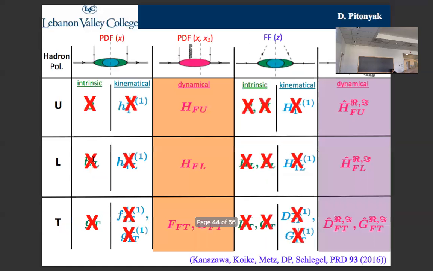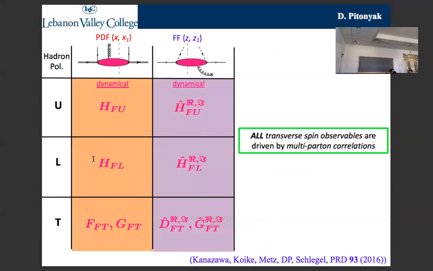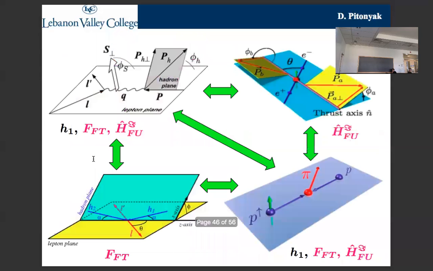And so really, this table that I had at the start of the talk is kind of redundant in terms of these intrinsic and kinematical functions. Really, we can reduce it down to just the dynamical functions. And I would argue then that all transverse spin observables are actually driven by these dynamical functions, the multi-parton correlations. Okay, so really, what's sitting here underlying all of these observables are dynamical quark-gluon-quark interactions. That's what's driving these transverse spin observables.